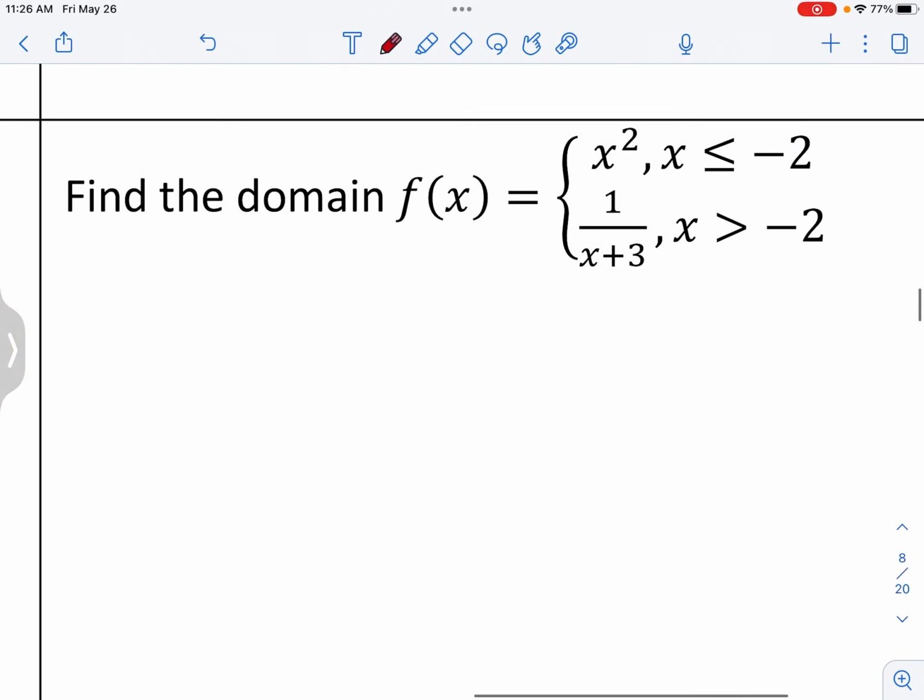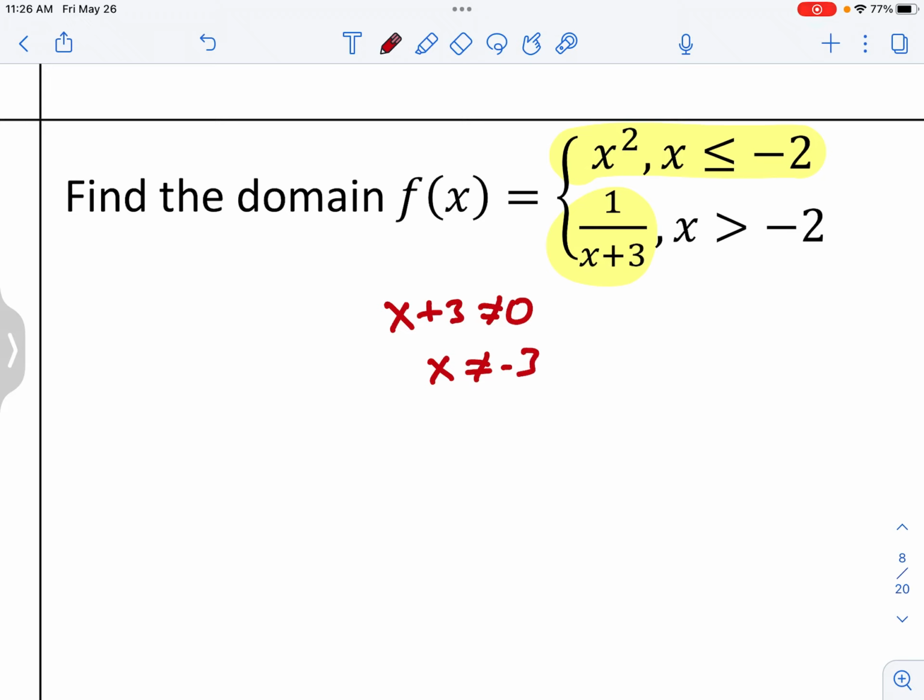All right, what about this next piece? Again, a quadratic doesn't matter. Anything can go in for that. We don't need to worry about that. I see a potential issue here. So let's go ahead and work on this. Well, okay, we do not want that denominator to be 0. So let's figure out what makes that 0. Subtract the 3. Negative 3 makes that 0.